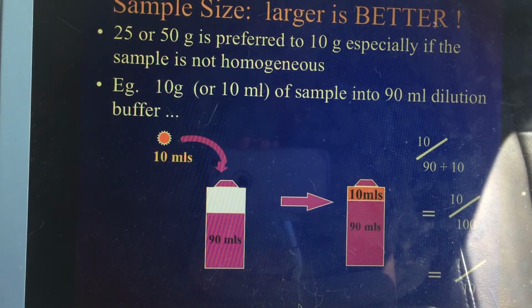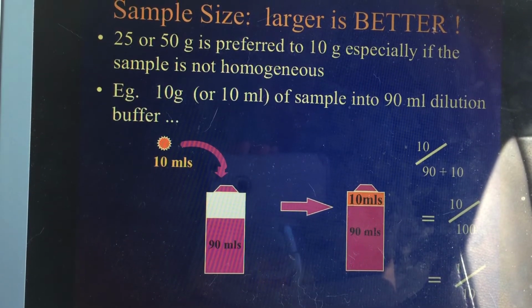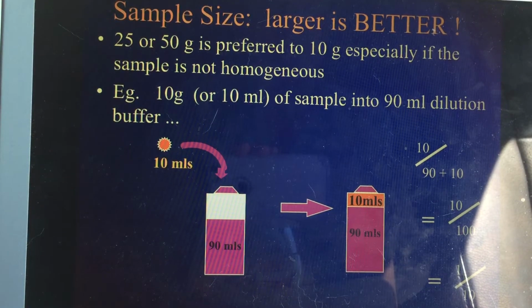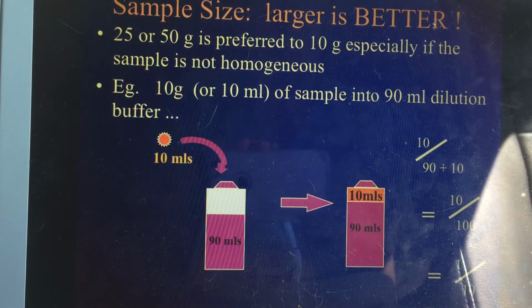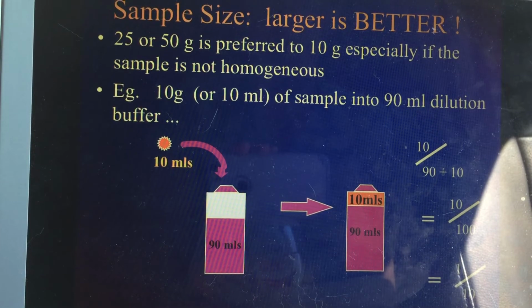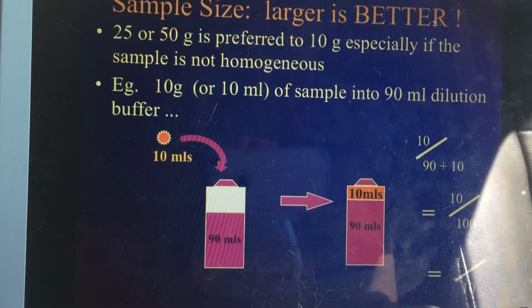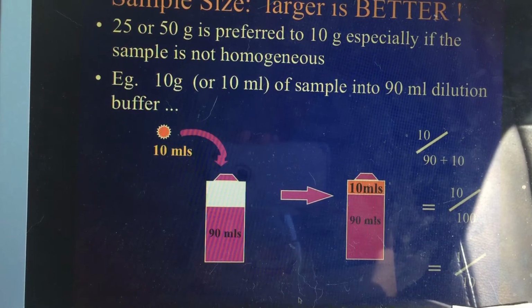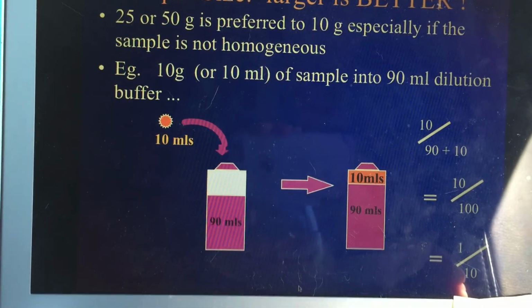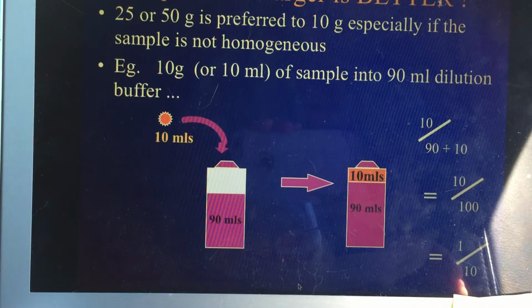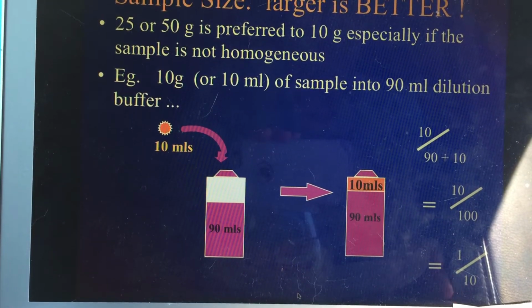So using different volumes, we're going to keep the same ratio of that 1 in 10 dilution. So 25 grams would be in a total of 10 times that volume, 250 grams. The example shown with the picture here is 10 mils of sample into a total of 100 milliliters of volume.